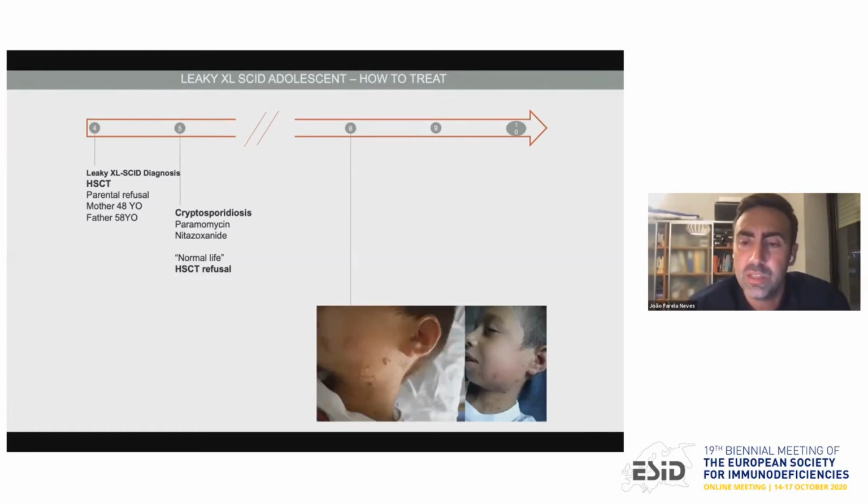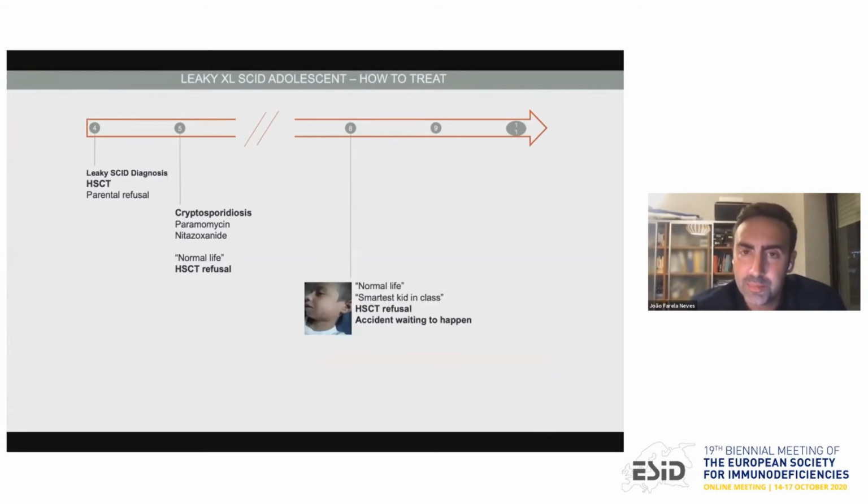And then he had this zoster that required hospitalization for IV acyclovir for 21 days. At this time, he was 8. The parents told that he was the smartest kid in class, and they didn't want him to be transplanted because that would change their lives. They didn't want that to happen. So we had a refusal, and we had obviously an accident waiting to happen.